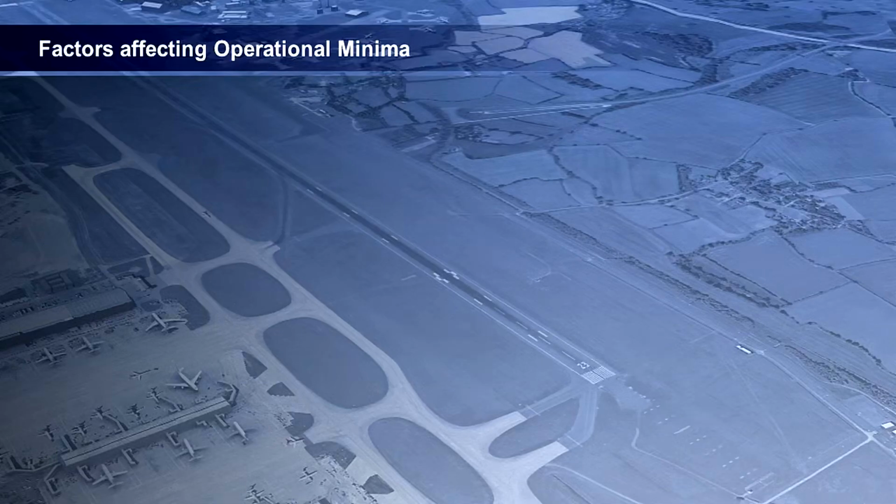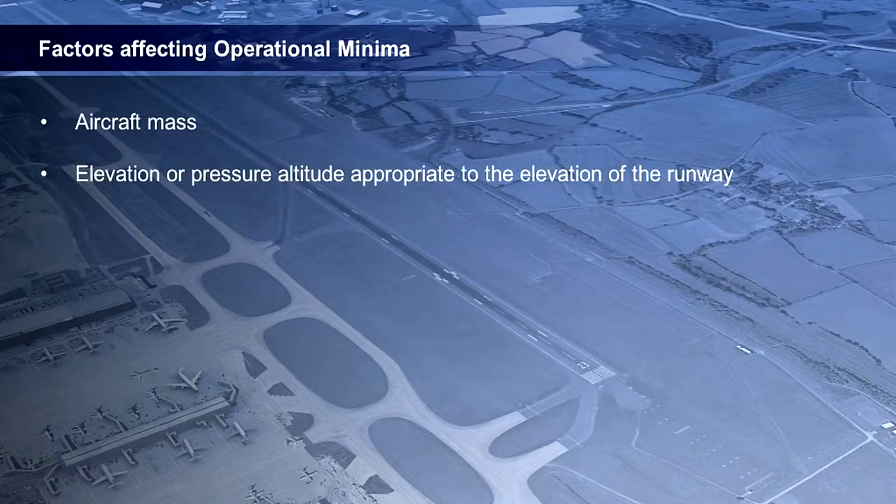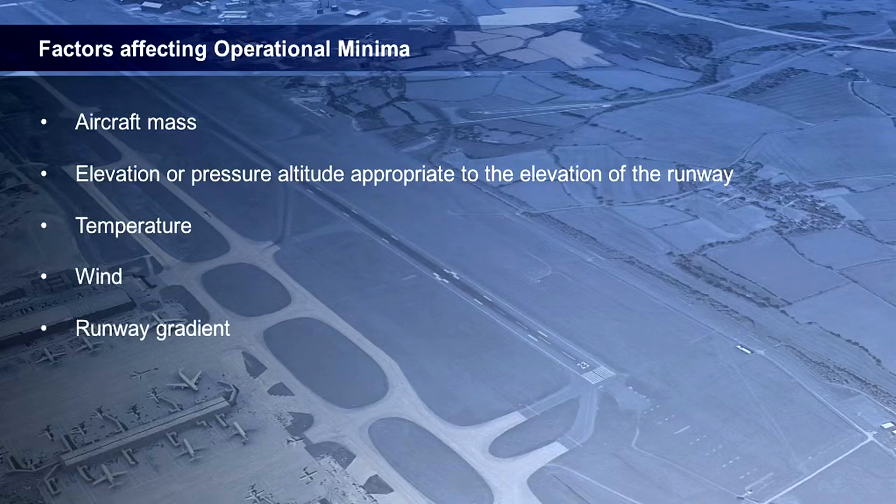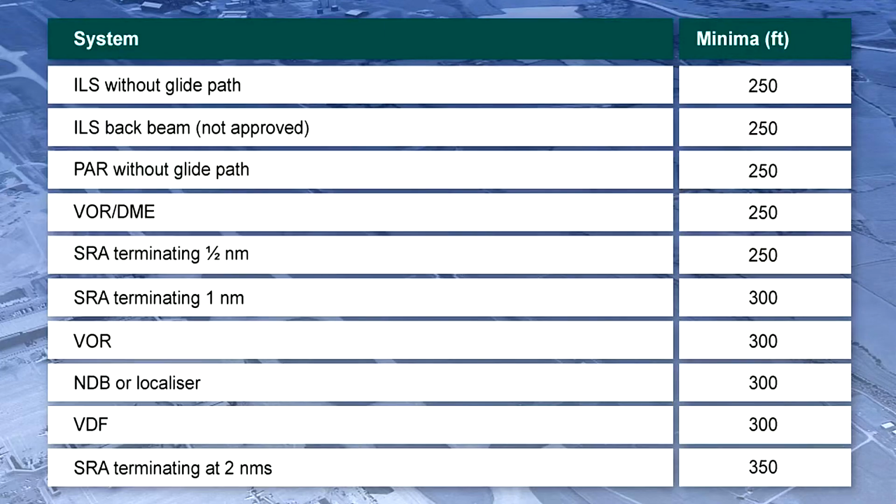The minimum descent altitude or height, MDA or H, for a visual maneuvering procedure is the lowest altitude or height above aerodrome elevation, below which the aeroplane cannot descend without seeing the required visual references. Hopefully, the pattern has now become obvious.